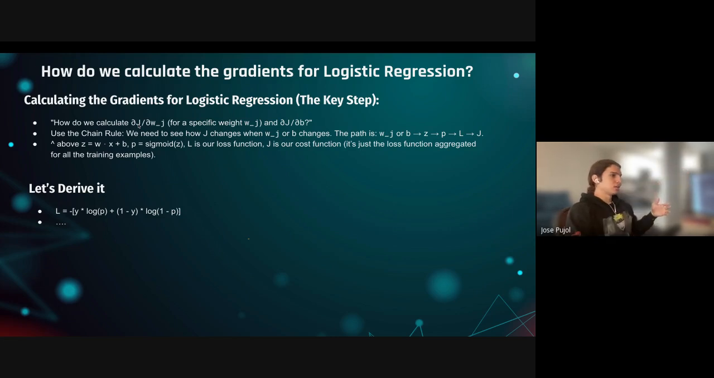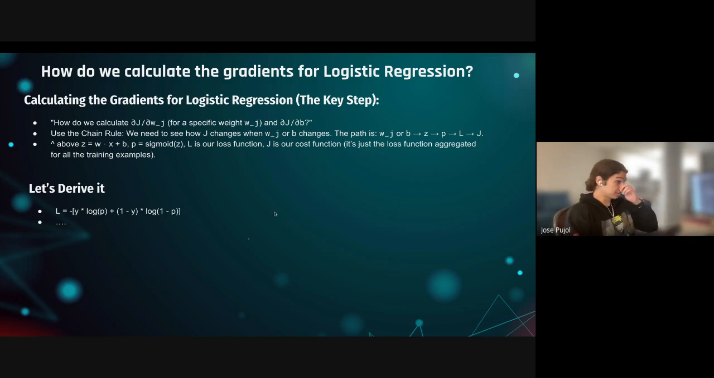The difference between the loss function and the cost function, they're really the same thing, but the cost function is the loss function aggregated over all the training examples. That's why it's usually an average of the loss for all the training examples. So let's calculate the cost for a specific weight. Essentially, what we're asking is, how does this weight or this bias change our loss, our cost function? We want to minimize our cost, so we want to make the changes that will minimize this.